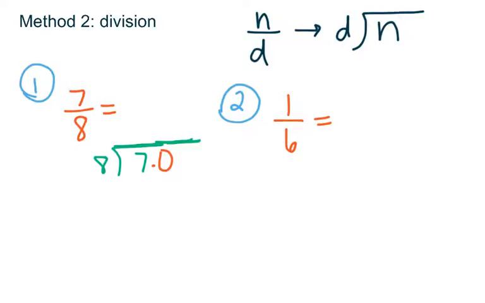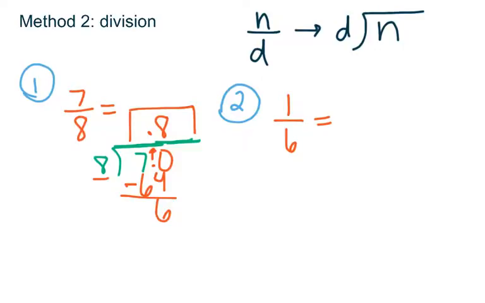Then I'm going to bring the decimal point up into my answer, because my answer is going to be up here. And then I'm going to go back to my 8 and ask the same question, can 8 go into 70? Yes, it can. How many times can 8 go into 70? Well, 8 can go into 70 8 times. 8 times 8 is 64. I'm going to subtract. 70 minus 64 is 6. And then I'm going to keep going.